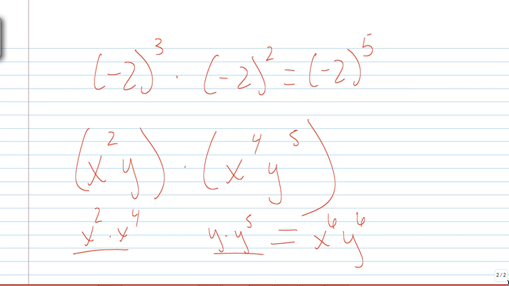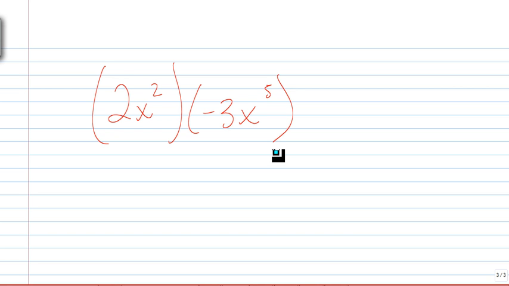Let's do one more example. So let's say that I have 2x squared times negative 3x to the 5th. Okay, so now let's do this one. Now, I know that you're looking at those numbers and you're thinking, we don't have like bases. But yes, we do. We do have like bases.